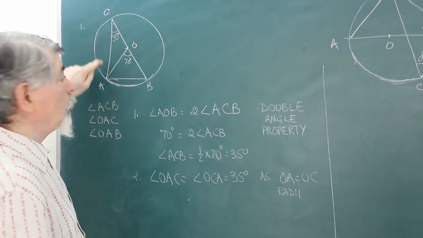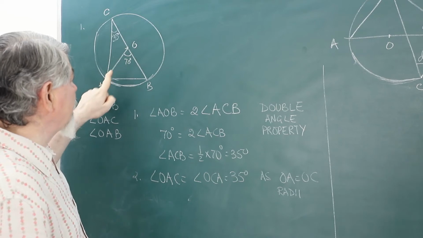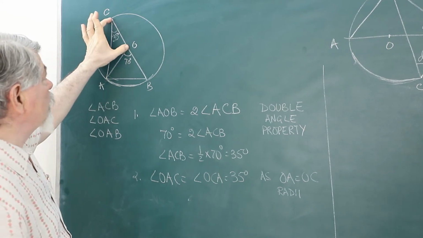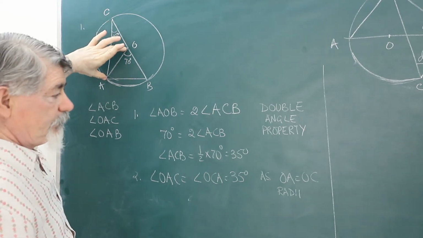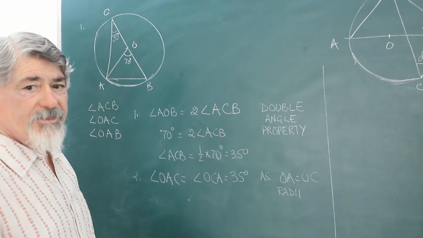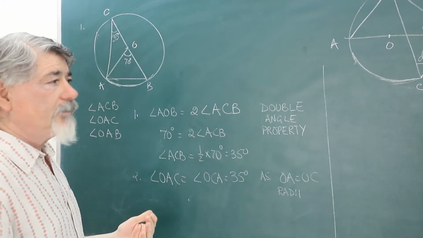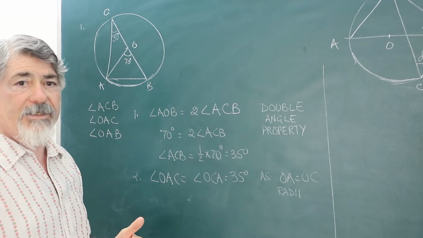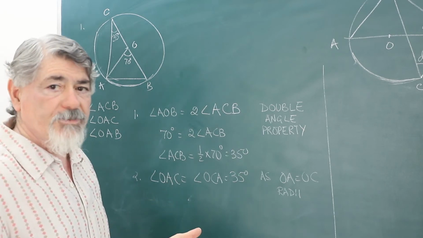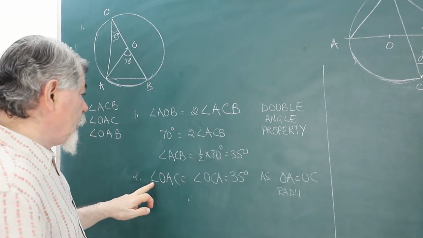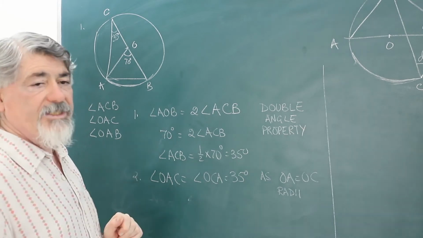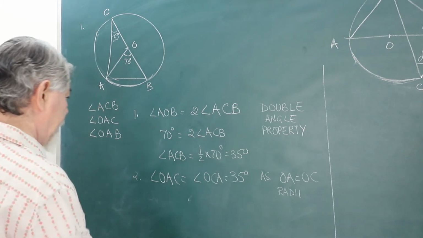In triangle OAC, OC is equal to OA because they are radii of the same circle. And if two sides of a triangle are equal, then the angles opposite to them are equal. So OAC will be equal to OCA, which is equal to 35.